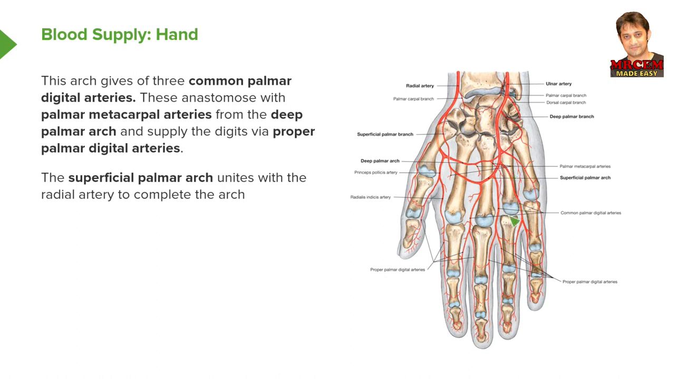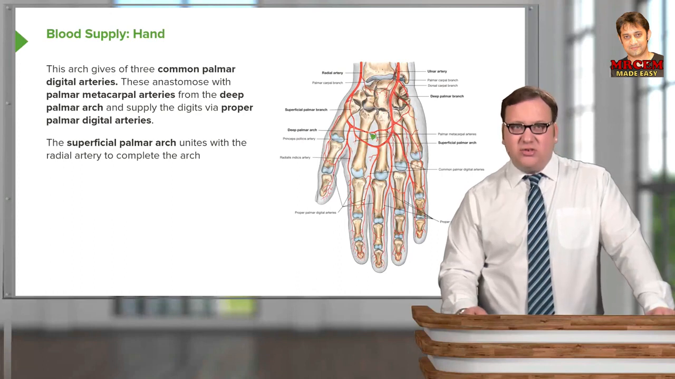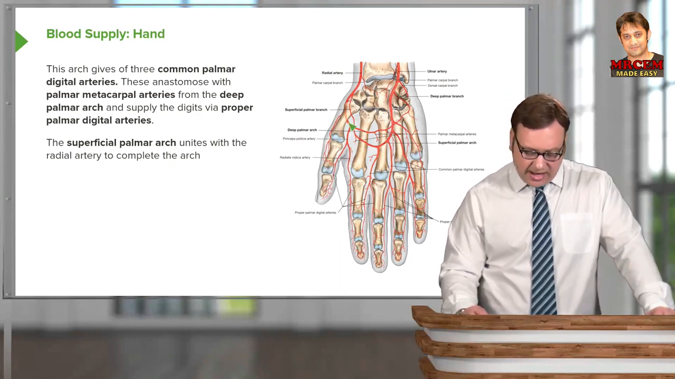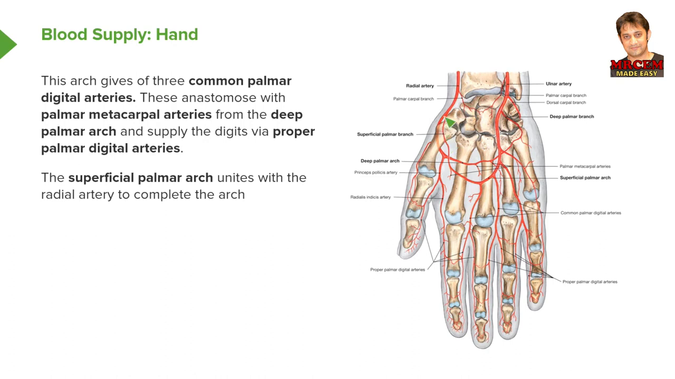And these are going to anastomose with palmar metacarpal arteries arising from the deep palmar arch. And they go on to supply the digits via proper palmar digital arteries. So we can see these here. We've got our common palmar digital arteries, and they are going to give rise to these palmar digital arteries, as we can see here. And these are going to supply the tendons and the distal digits. The superficial palmar arch unites with the radial artery to complete the arch. Remember, that's done via this superficial palmar branch here.